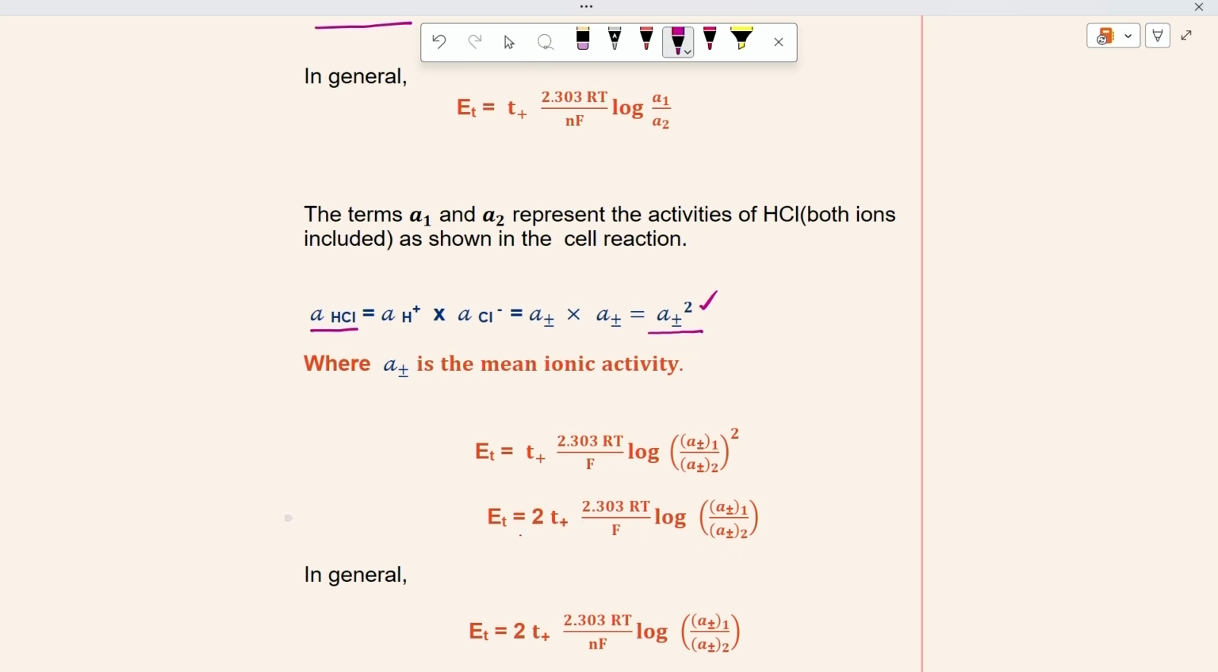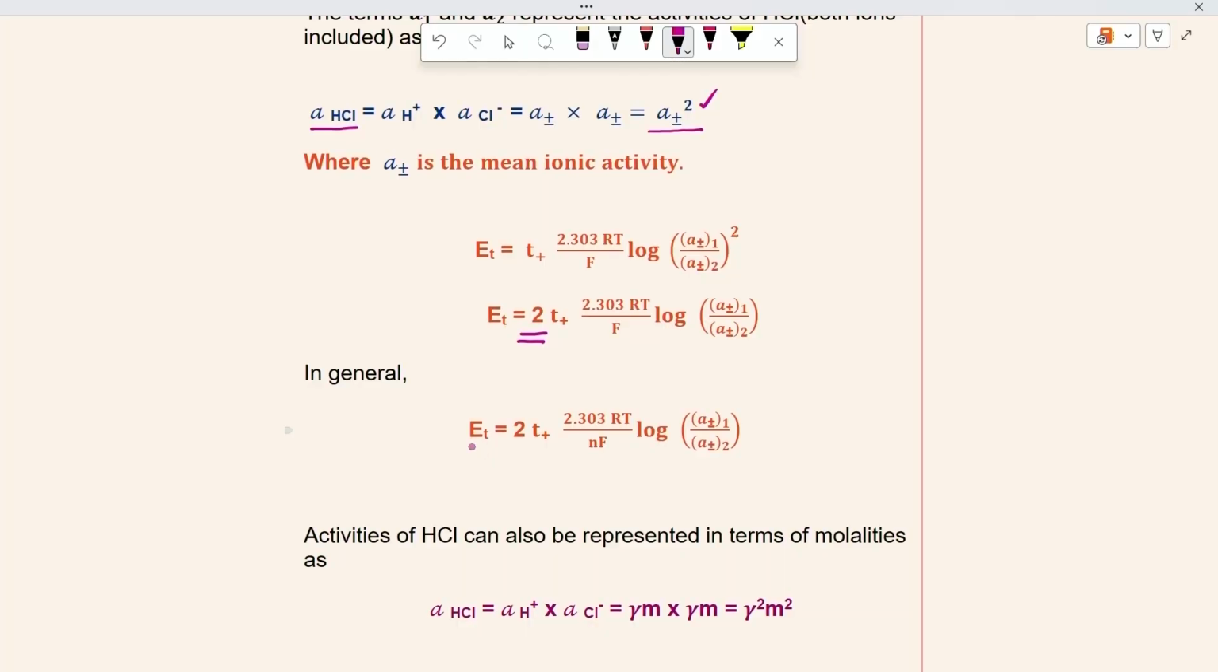Here, just note there is an appearance of 2t+. In the other case, it was only t+ because we were considering only the activities of the whole electrolyte, which involves both H+ and chloride ions together. In the general form, it will be Et is equal to 2t+ 2.303 RT by nF log of the mean ionic activity of 1 divided by the mean ionic activity of 2. It's a very important equation. You can remember that always.